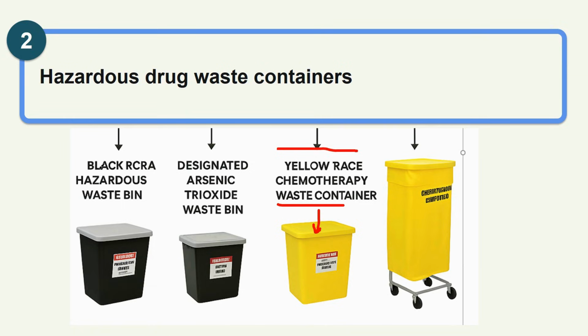However, these are for hazardous waste bins, and the black containers are for arsenic trioxide waste bins, whereas PPEs, personal protective equipment like gowns, etc., go into the large yellow bin containers for hazardous drug waste.